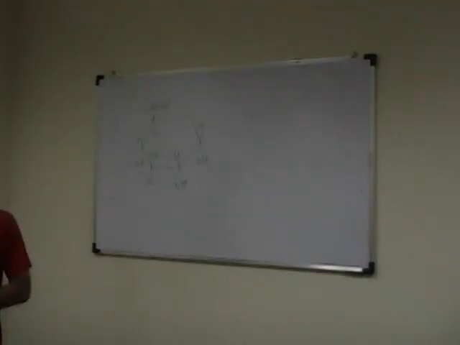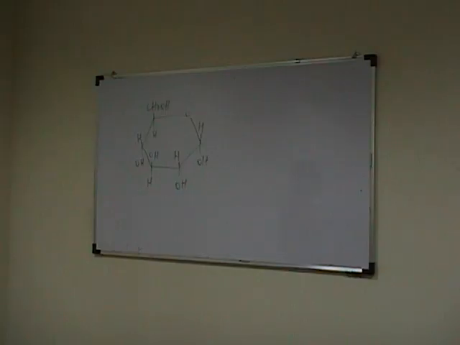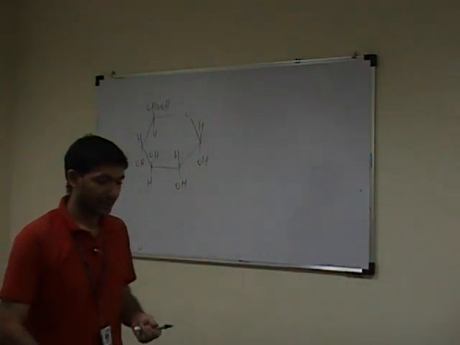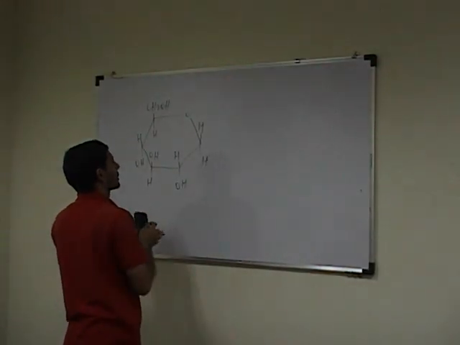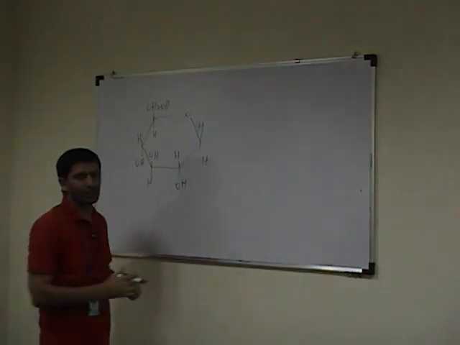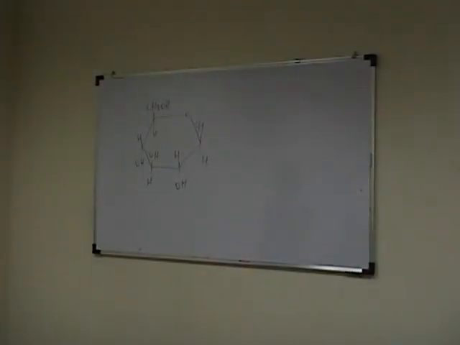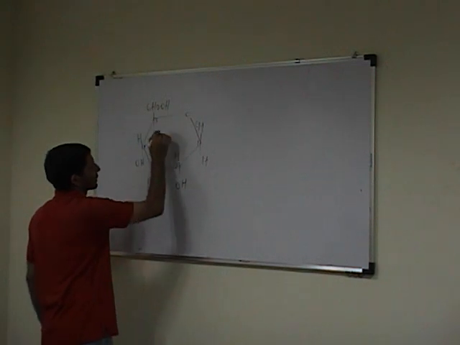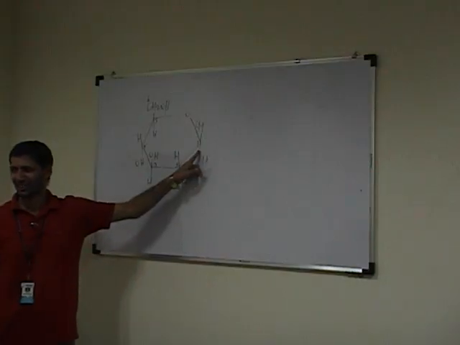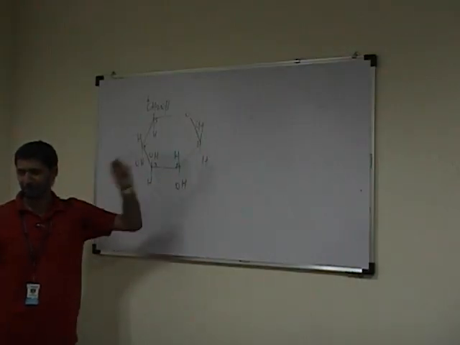This is what? Alpha D glucose, isn't it? Alpha D glucose. And if we change it, because it is abundant in amount, then what is beta D glucose? You start numbering: first, second, third, fourth, fifth. This is the sixth carbon. The first carbon is hemiacetal.